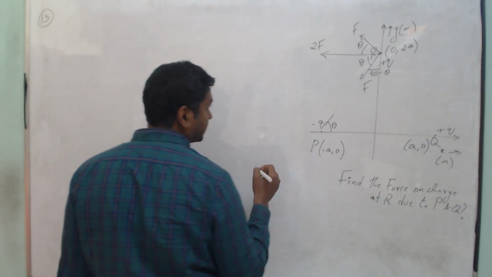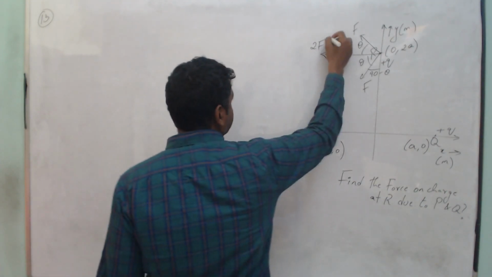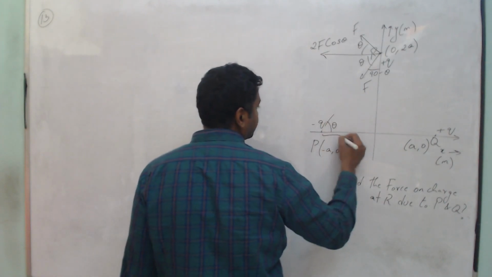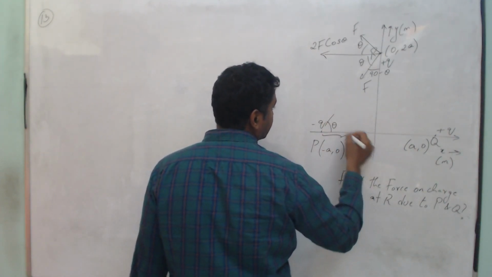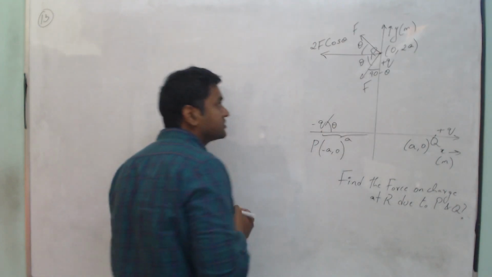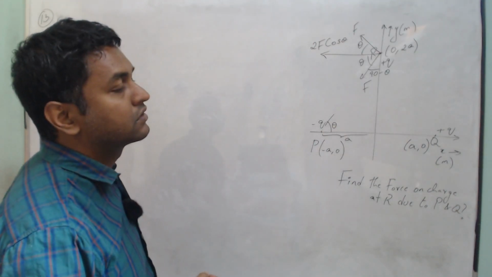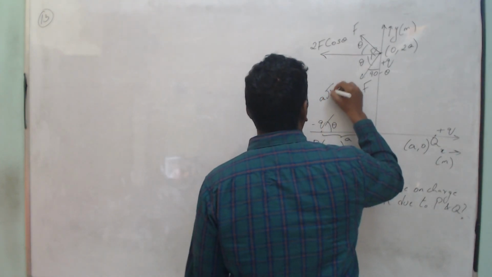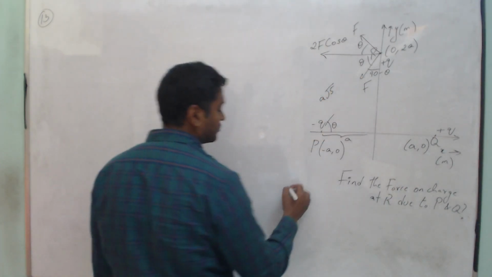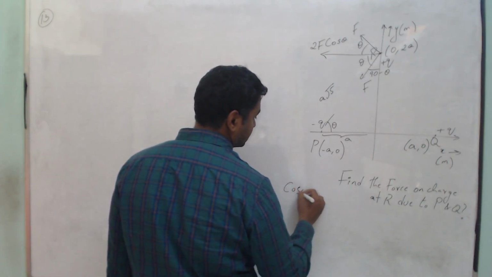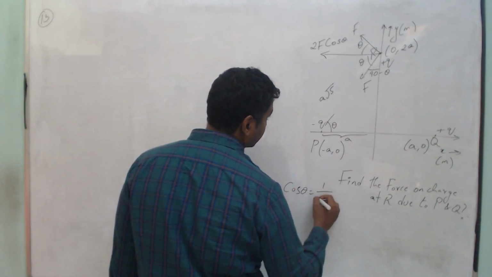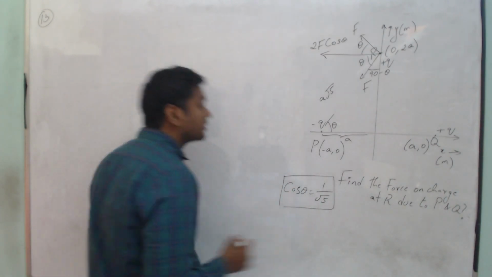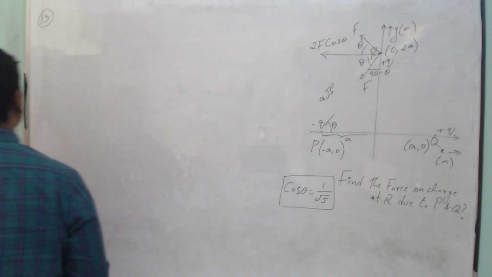Yes, sir. So this is going to be 2F cos theta, and in this case cos theta is going to be our adjacent, which is a, divided by hypotenuse. How much is hypotenuse? Root 5 a, right? So we already know cos theta is equal to 1 by root 5, correct?